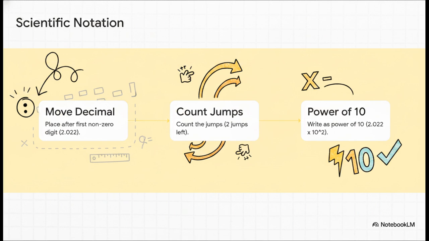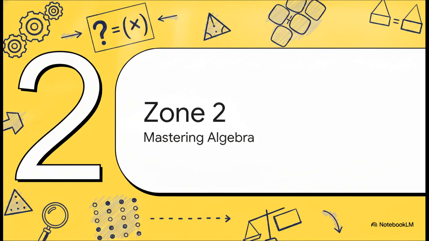Step 1, you just move the decimal point so it sits right after the first non-zero digit. So that gives us 2.022. Step 2, you simply count the jumps you made to get there. In this case, we jumped 2 spots to the left. And step 3, write those jumps as a power of 10. Boom, you've got 2.022 times 10 to the power of 2. It takes a seemingly complex conversion and turns it into a quick mechanical routine. Easy, right? All right, moving right along to Zone 2, mastering algebra.